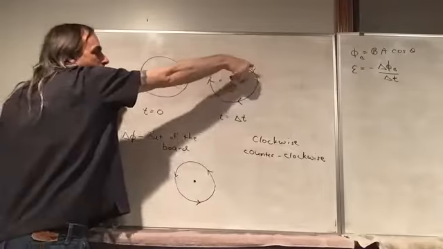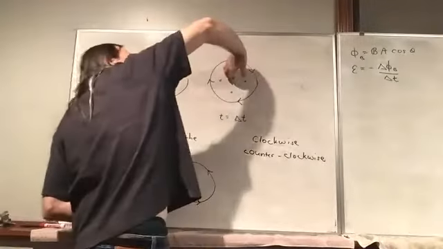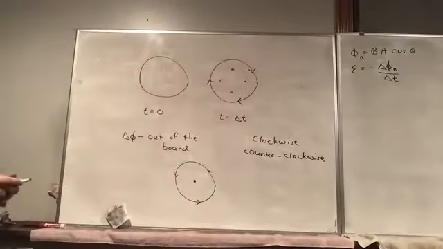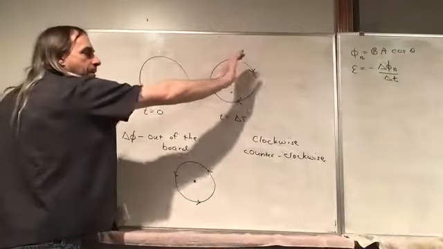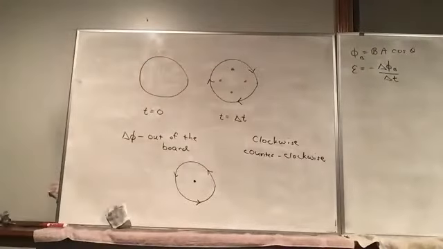Put your thumb here into the board. Hard to do it this way, but also into the board. So it's easier to just put your thumb into the board, the opposite direction of delta phi, and that'll give you the right direction for the current.